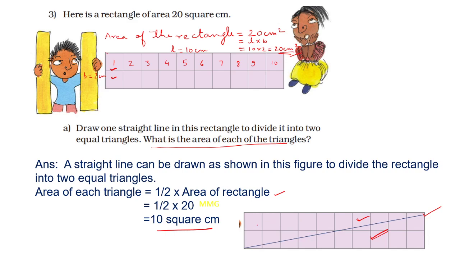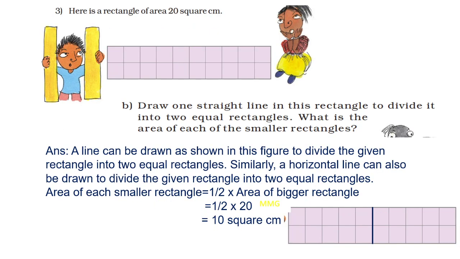So children, suppose this is your triangle 1 and this is your triangle 2. Okay, so area of this is 10 centimeter square and area of this also 10 centimeter square. And when you will add both the areas, what you will be getting? You will be getting the area of the rectangle. Okay, moving to the next page.